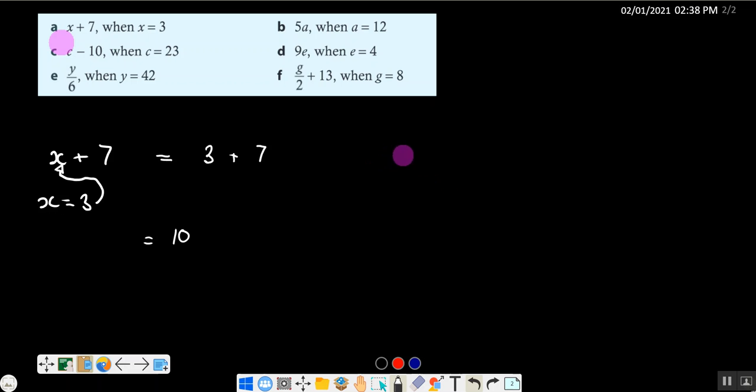So C, something, take away 10. Well, if I tell you that the something has to be 23, then this is going to be 23 minus 10, which equals 13. Oh, I thought it was the other way around. Well, that's the thing, isn't it? You must not, and a couple of you do this, just write subtraction any way you like.